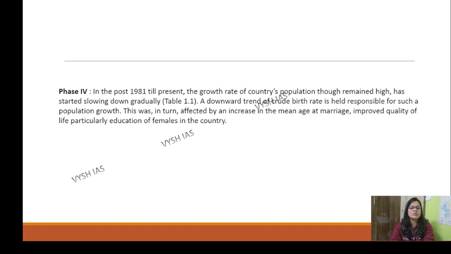Okay, then the phase 4. So from 1981 till present, the growth rate of the country's population, though it remained high, has started slowing down gradually. These tables, you have to go to your NCERT book for. I have not put them here. This is more like an introductory video, but yes, most of chapter 1 is covered over here. One topic is left that we'll be covering in another video, because I'll be taking you back to the previous one. So the maximum of the things we are covering over here.